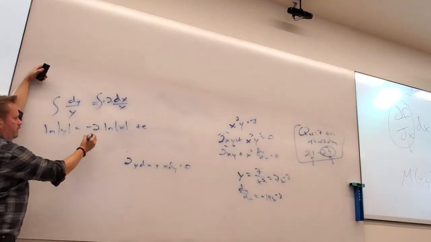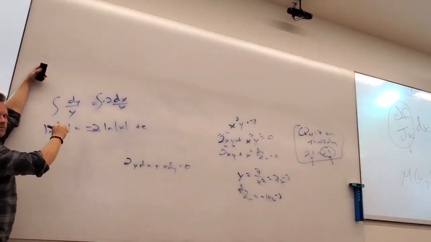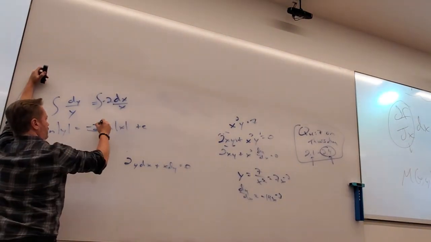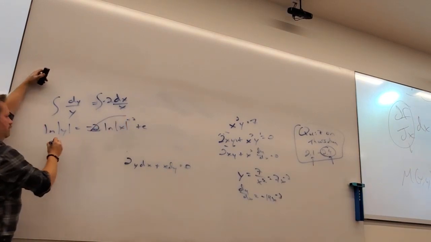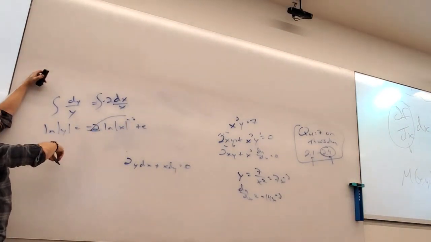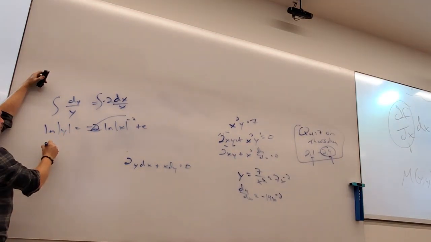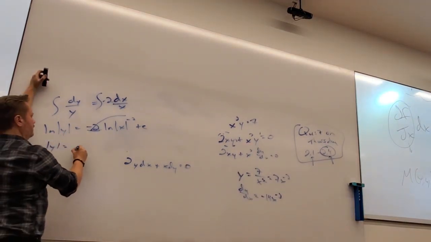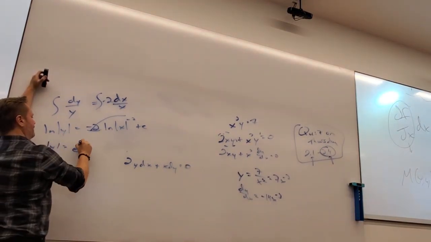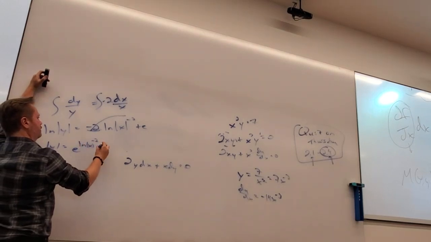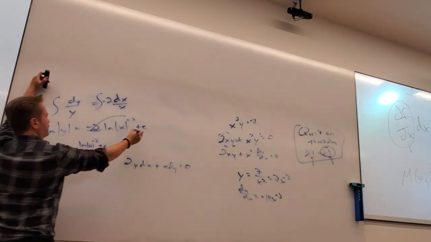Cool. What can I do with this? Pull it up here. And then I can raise e to both sides, right? So then I get y equals e to the ln x to negative 2 plus c. Let's call this c1.